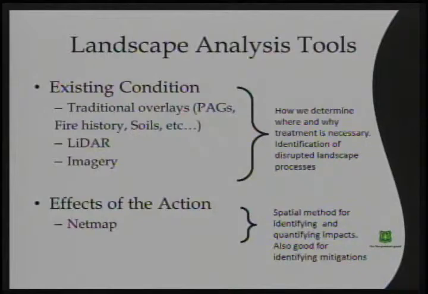So here's some of these landscape analysis tools. We've got just our traditional overlays like plan association guides, fire history, soils, et cetera. There's LiDAR, some different types of imagery, and I'll show you all these. And really, we can use these to get to this existing condition. Where and why do we do treatment where we do it? And really identification of these disrupted landscape processes.